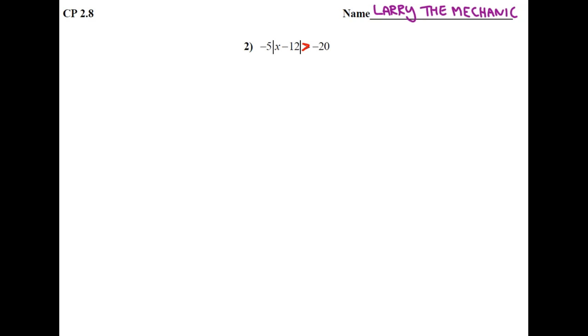Yep, that's right. Okay, same deal, you've got to get the stuff by itself, so I've got to divide by a negative 5. Whoa. If you divide an inequality by a negative, you must flip the symbol. Yes, flip the symbol. So now we flip the symbol around. Those are canceled out. We have the absolute value, x minus 12. You flip the symbol. That's going to be less than positive 4. Okay, good. Is that even possible for the absolute value of something to be less than 4?